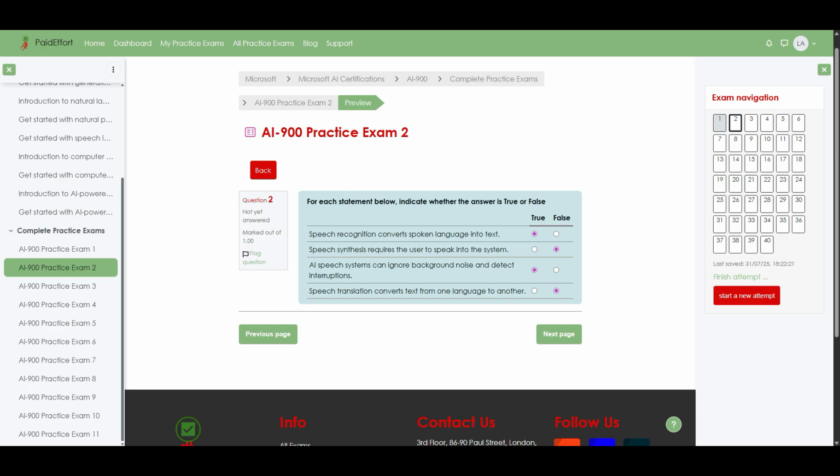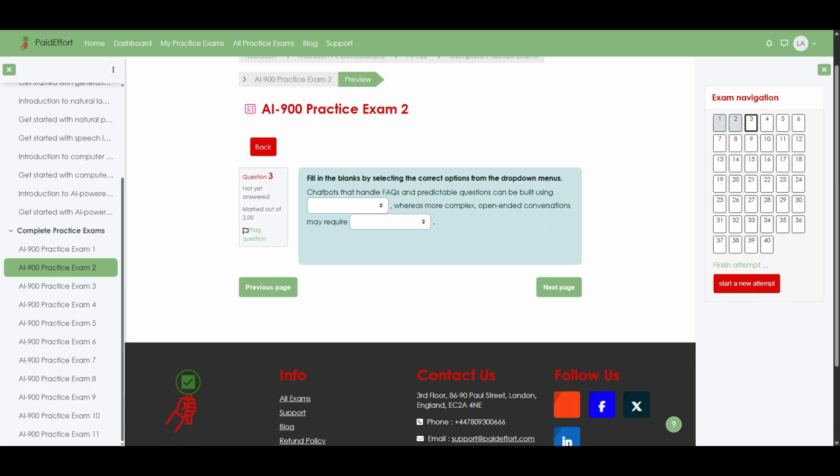Fill in the blanks by selecting the correct options from the drop-down menus. Chatbots that handle FAQs and predictable questions can be built using simple NLP models, whereas more complex, open-ended conversations may require generative AI. Let's walk through why these answers make the most sense.